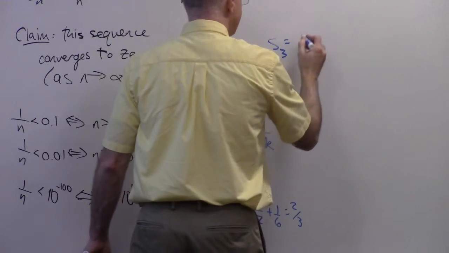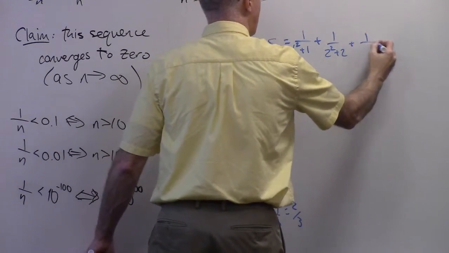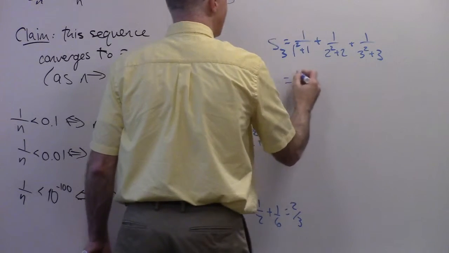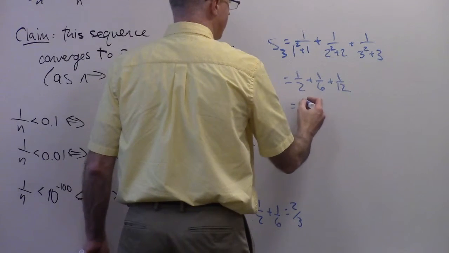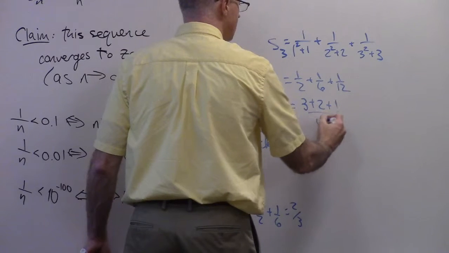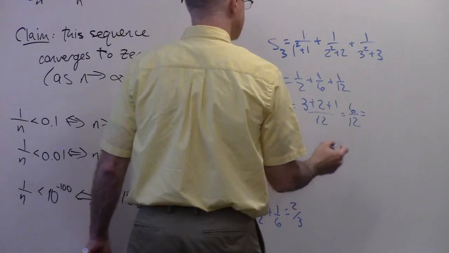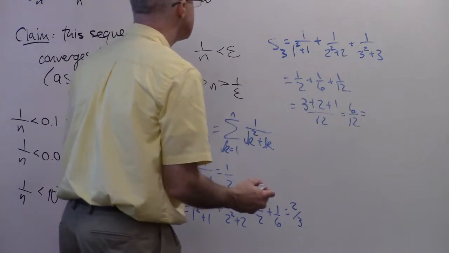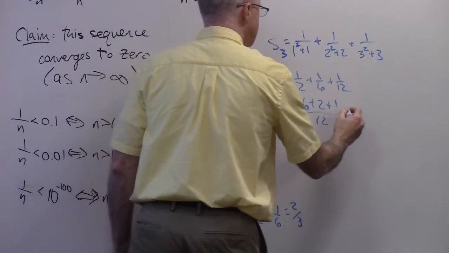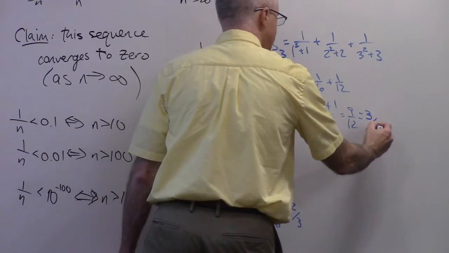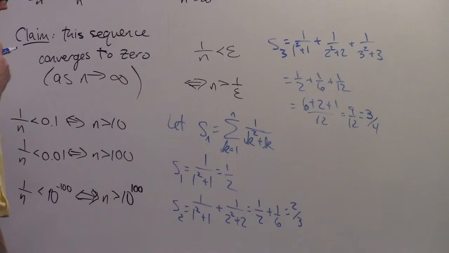What's S3? 1 over 1 squared plus 1 plus 1 over 2 squared plus 2 plus 1 over 3 squared plus 3. 1/2 plus 1/6 plus 1/12. Getting a common denominator of 12 gives you 6/12 or 1/2. Did I make a mistake? Thank you. 9/12 or 3/4. What was that again? Maybe we're seeing a pattern here.